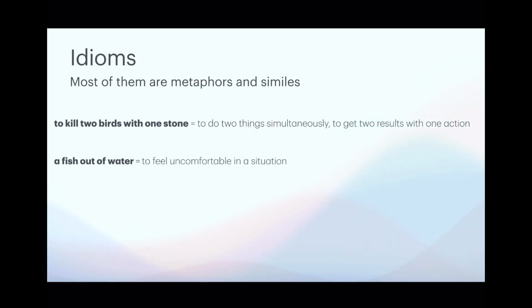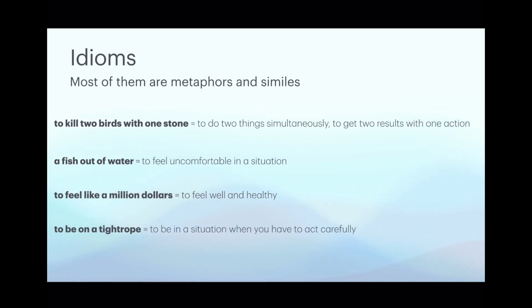A fish out of water means to feel uncomfortable in a situation, but whoever feels that way isn't a fish, and they are not out of water. So it is a metaphor. To feel like $1 million means to feel really well and healthy and all sorts of positive things. It's a simile because it has the word like in it. You're comparing how you're feeling to a bunch of money, right?